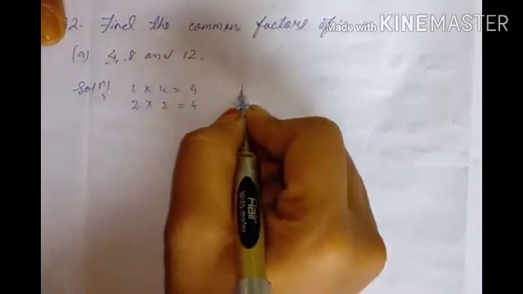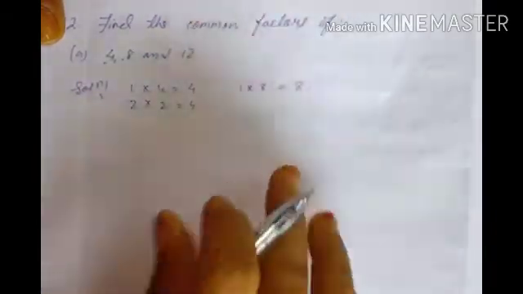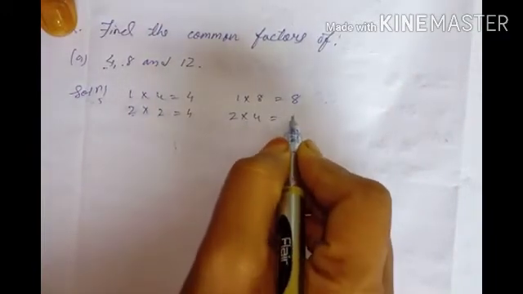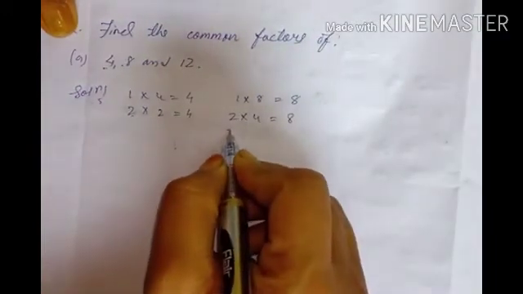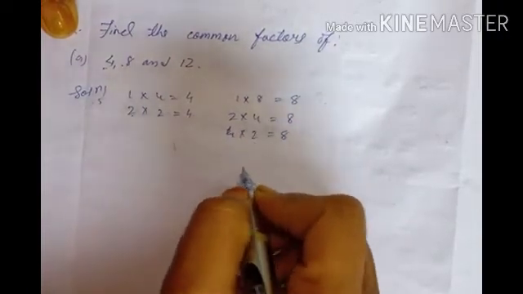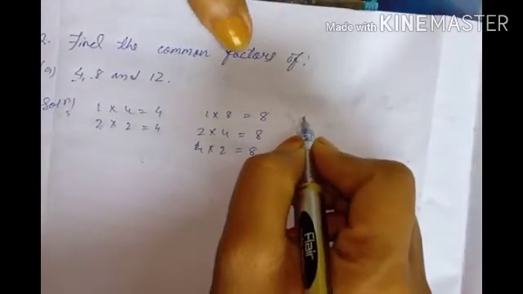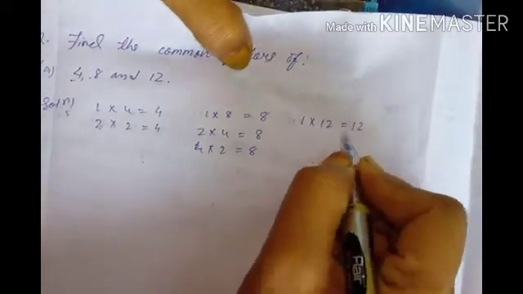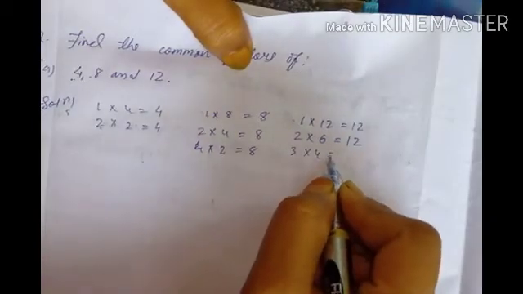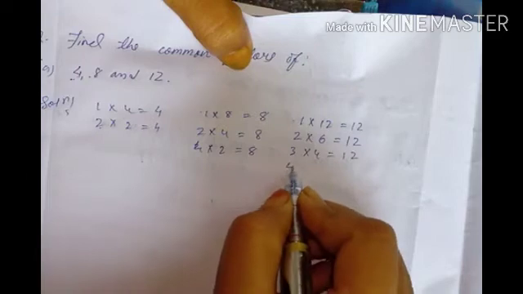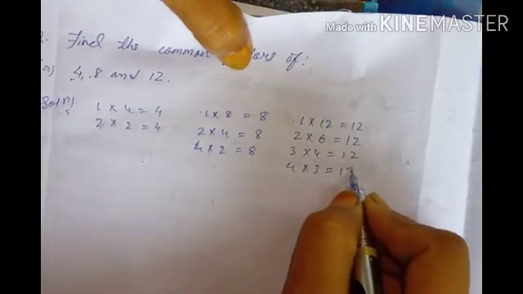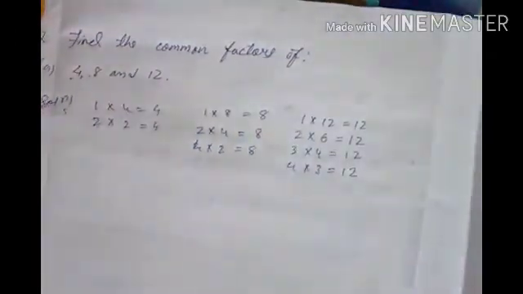Now for 8, 1 into 8 is 8. Then 2 into 4 is 8. Now 3 is not divisible, so 4 into 2 is 8. This number is already repeated, so no more numbers will be there. Now next, 12. 1 into 12 is 12. 2 into 6 is 12. 3 into 4 is 12. In the same way, 4 into 3 is 12. This number is already repeating, so no need to continue.